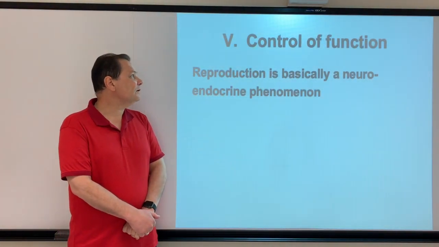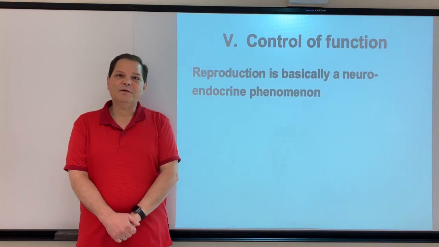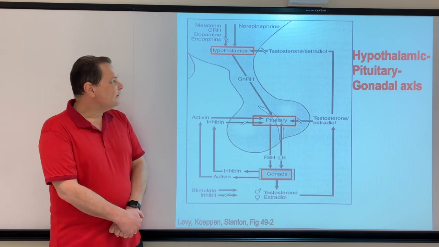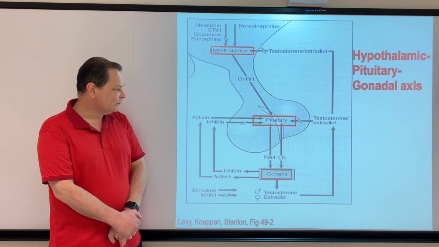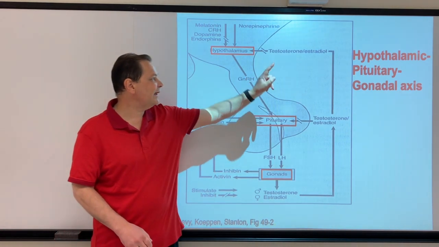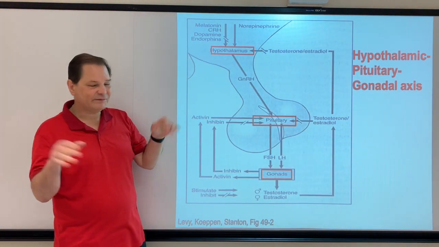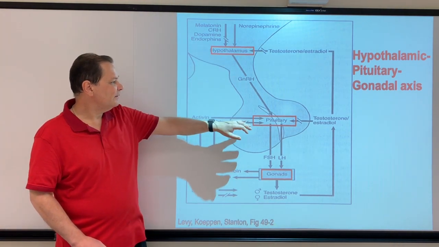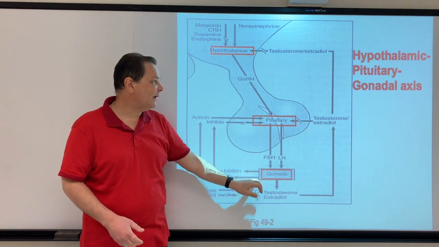So let's talk a little bit about control of reproduction. This is basically a neuroendocrine phenomenon, as I said earlier. Endocrinologically, it is really mediated in both the male and the female through what's known as the hypothalamic pituitary gonadal axis. And this axis consists of, naturally enough, the hypothalamus. The organs involved are the hypothalamus, the pituitary, and the gonads, okay?